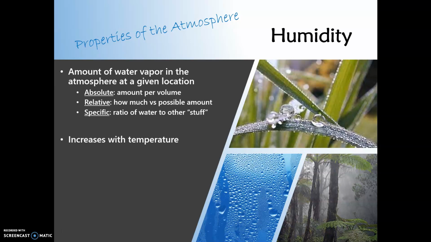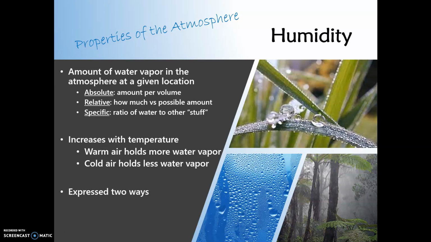Now, humidity can increase with temperature. If we have colder air, it can hold less water. Warmer air can hold more. And the key has to do with space between particles. Remember, warmer air spreads out, so it's less dense, which means that we can fit more water vapor into that air. Cold air is more dense, it's packed together tighter, so there's less space between those particles for water vapor to be.